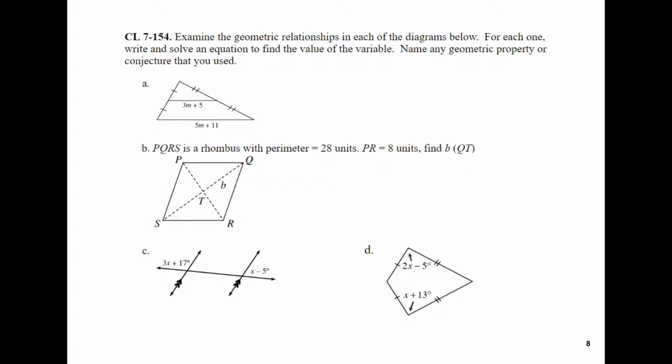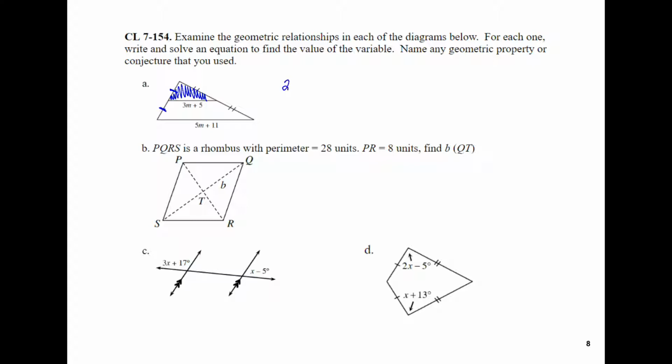Closure problem 7-154. Examine the geometric relationship in each diagram below. For 1, write and solve an equation to find the value of the variable. Name any geometric property or conjecture that you used. Well, looking at these two triangles, I can tell that this side is congruent to this side, which tells me if I look at the smaller triangle, it is half the size of the larger one.